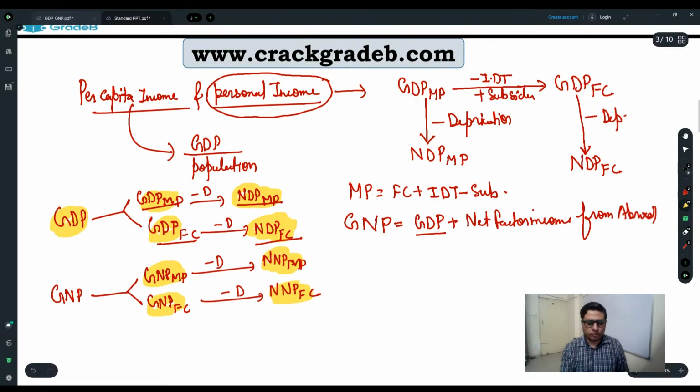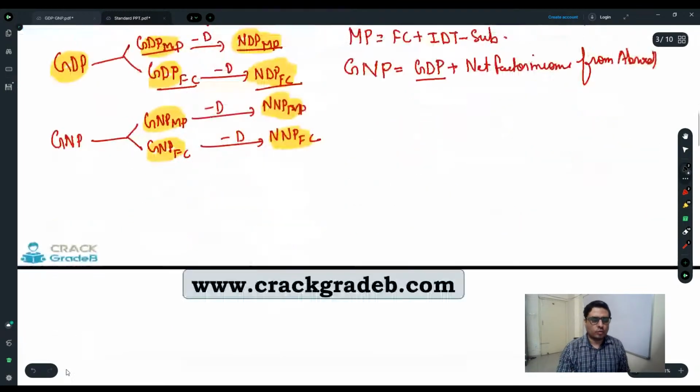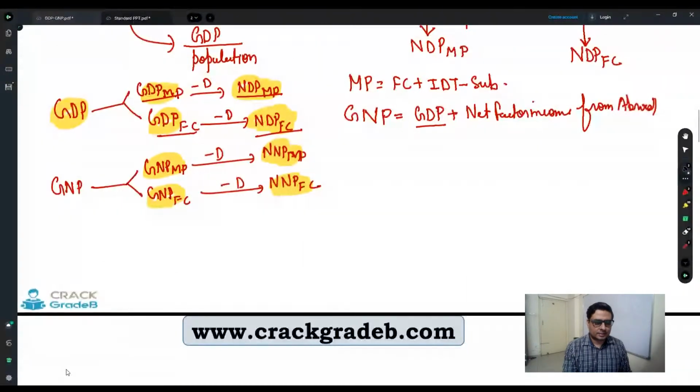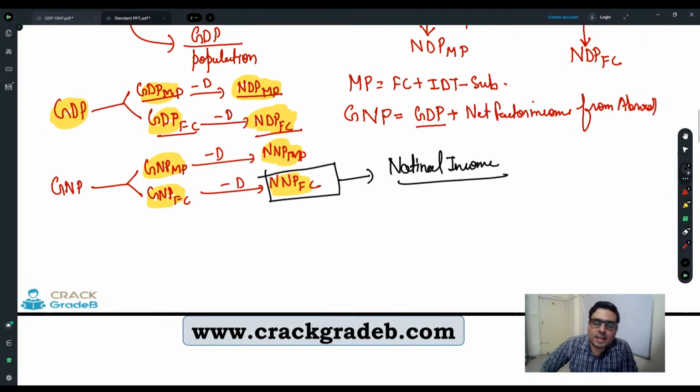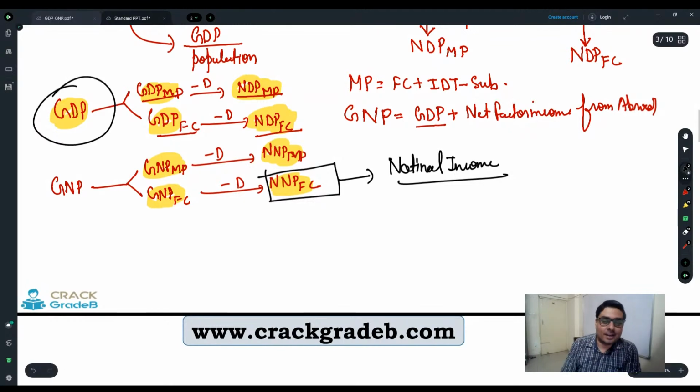And you know, out of all this data, it is NNP at factor cost which is known as the national income. We call it the national income, but the entire calculation and focus is on GDP.